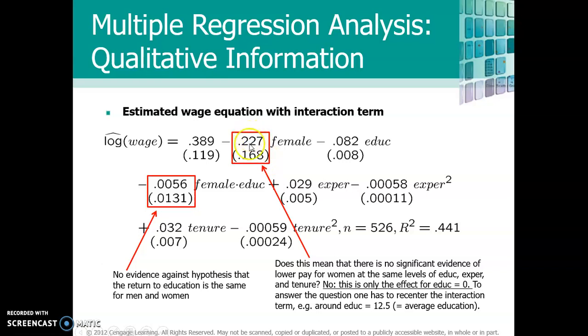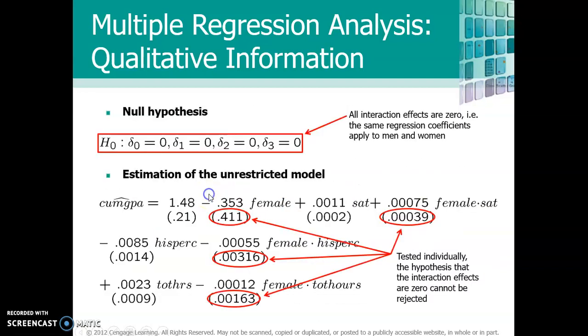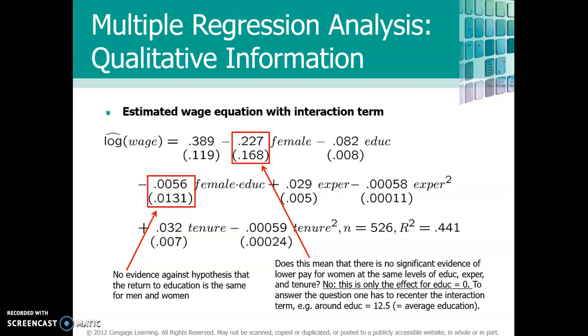But does that mean that there is no significant evidence of lower pay for women at the same level of education? We are saying no, because this just shows the effect of education, and it only shows the effect of average education. It doesn't show it, unlike here. So because of that, there is no evidence against the hypothesis that the return on education is the same for men and women. So it's basically the same for men and women.